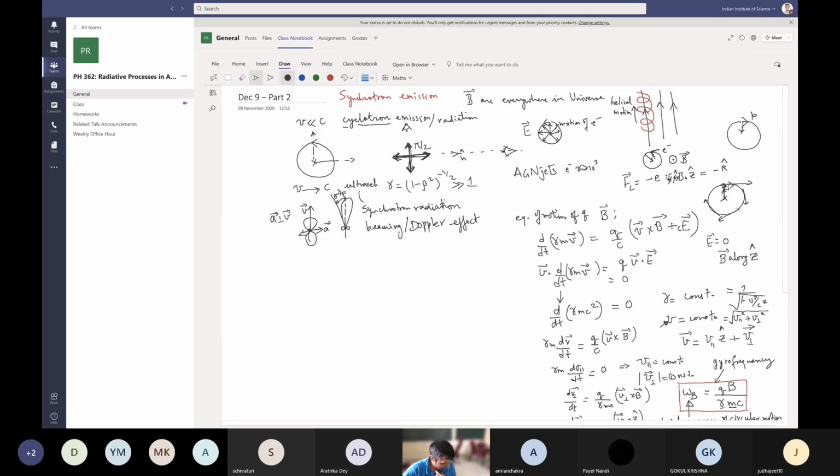It's useful to define something. So this is like the v perp velocity, and this is like your v parallel velocity, which is along the direction of the magnetic field, and this is your net velocity.